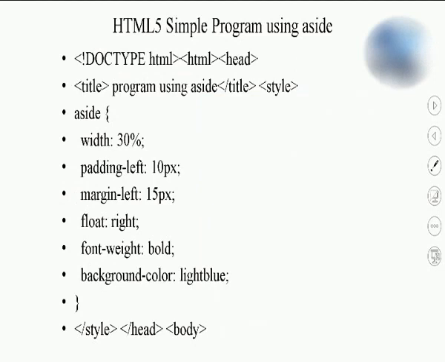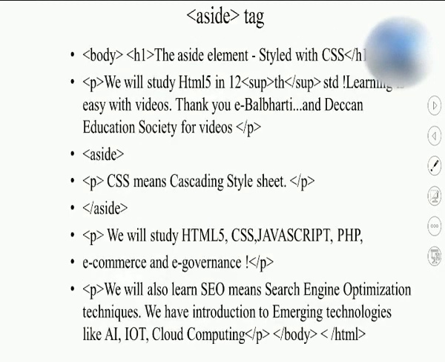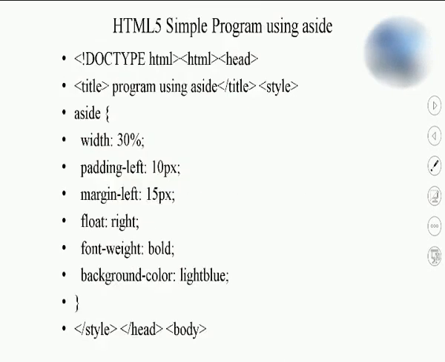Students, let us see the aside tag I have used over here, and let me show you the next slide, because here I have used the aside tag for the paragraph. In this aside tag I have used a paragraph having CSS. Now observe the previous slide, the prior code. In this I have mentioned the aside tag having some CSS properties which we have learned prior.